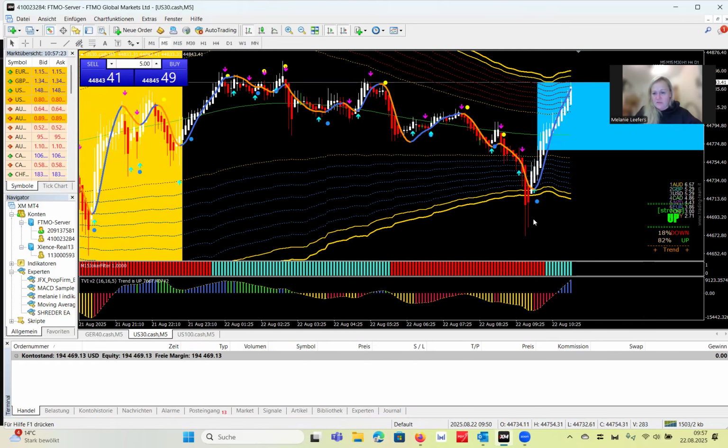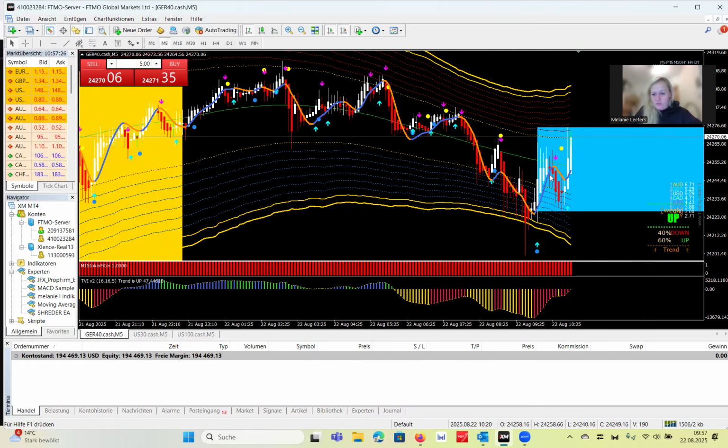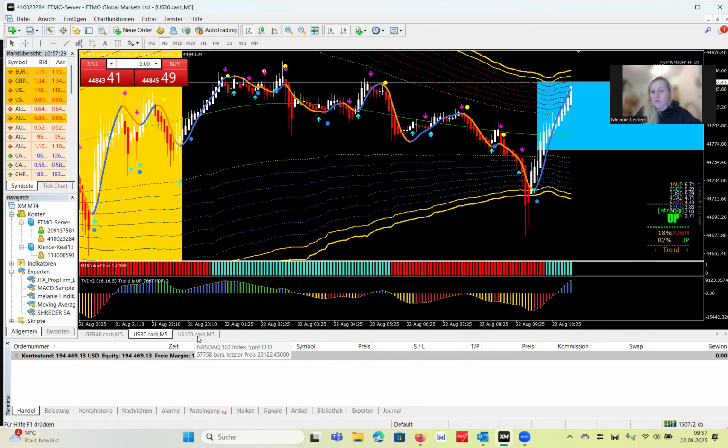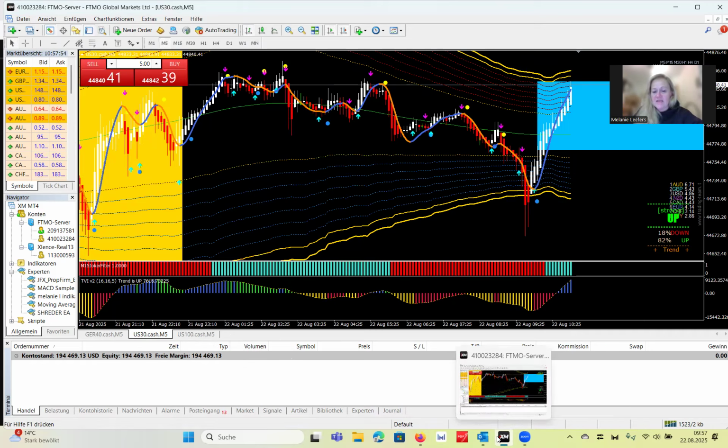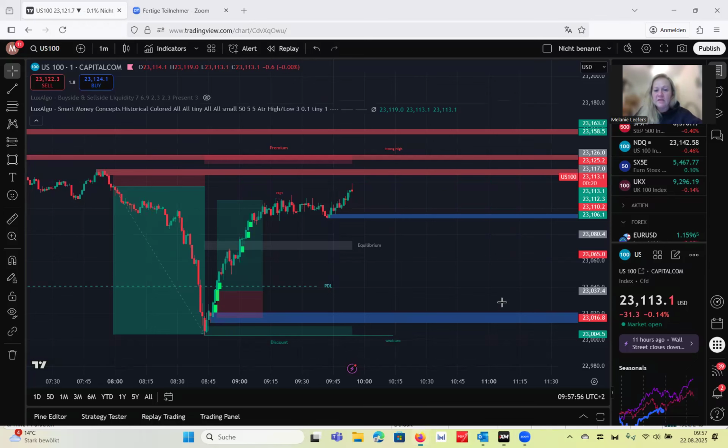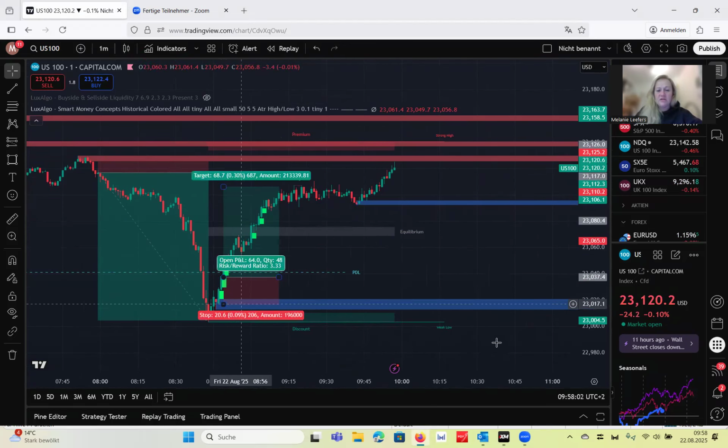I also have it on Dow Jones or German 40. You can also use it on gold or whatever. So if you would like to have this indicator, it usually costs $100, I think. It was $100, but I have had it already for a couple of years, so I can send it to the group at Discord if you would like to use it. But it has nothing to do with this strategy here, so don't mix your strategies.